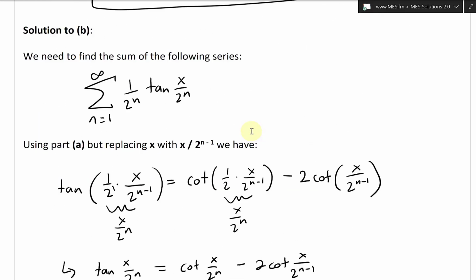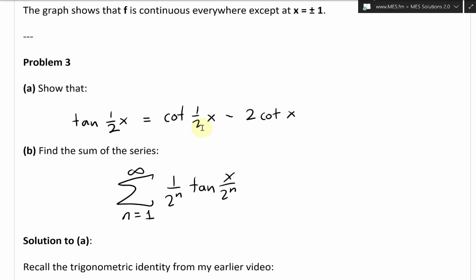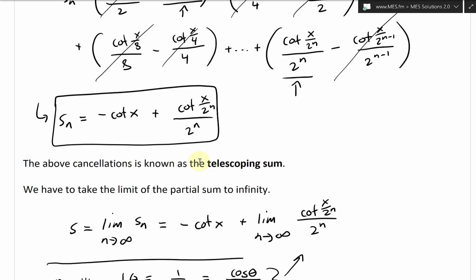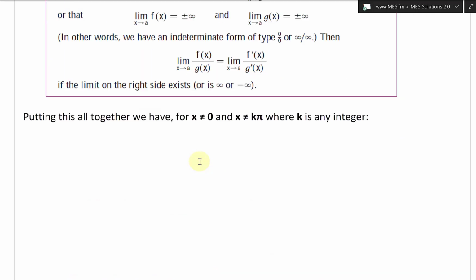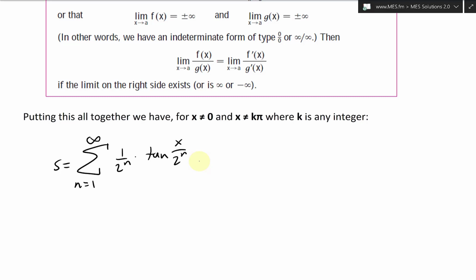But also let's write the limit initially. So let's write the series right here. The sum of the series, summation from n equals 1 to infinity of 1 over 2^n times tan of x over 2^n. So let's write this all out. Our S is equal to the summation from n equals 1 to infinity of 1 over 2 to the power of n times tan of x over 2^n.